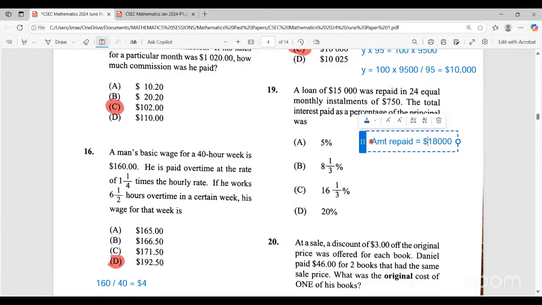You want the interest? Okay. So the interest as a percent. What is your difference? It will be 3,000: 18,000 minus 15,000 is 3,000. So it's 3,000 divided by 15,000, multiplied by 100%. Cross out the zeros. 3 into 15 is 5. That'll give you 20%. Cool. So that is actually D as in dog.